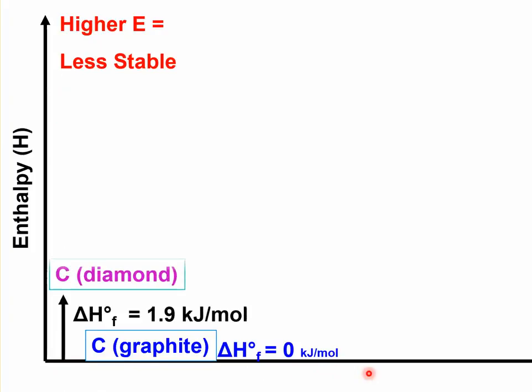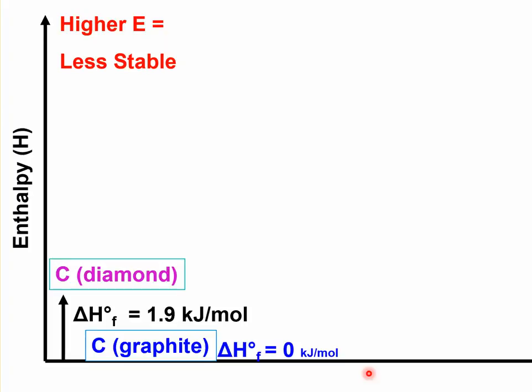Here's another form of carbon, diamond. Diamond's not as stable as graphite, and so its heat of formation is a little bit higher than 0. Can you think of a really unstable form of carbon? Maybe liquid? What about gas?